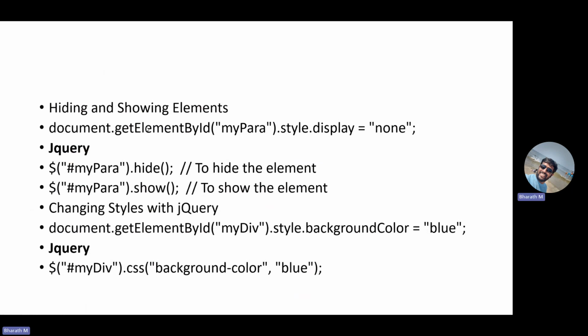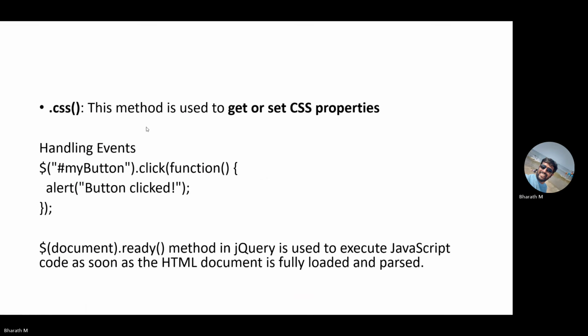So in jQuery, dollar hash my div, that is the id, dot css, within that specify background color blue. See the above line and the below one, how simple it is when it comes to jQuery. This dot css is a method used to get or set css properties. Okay.